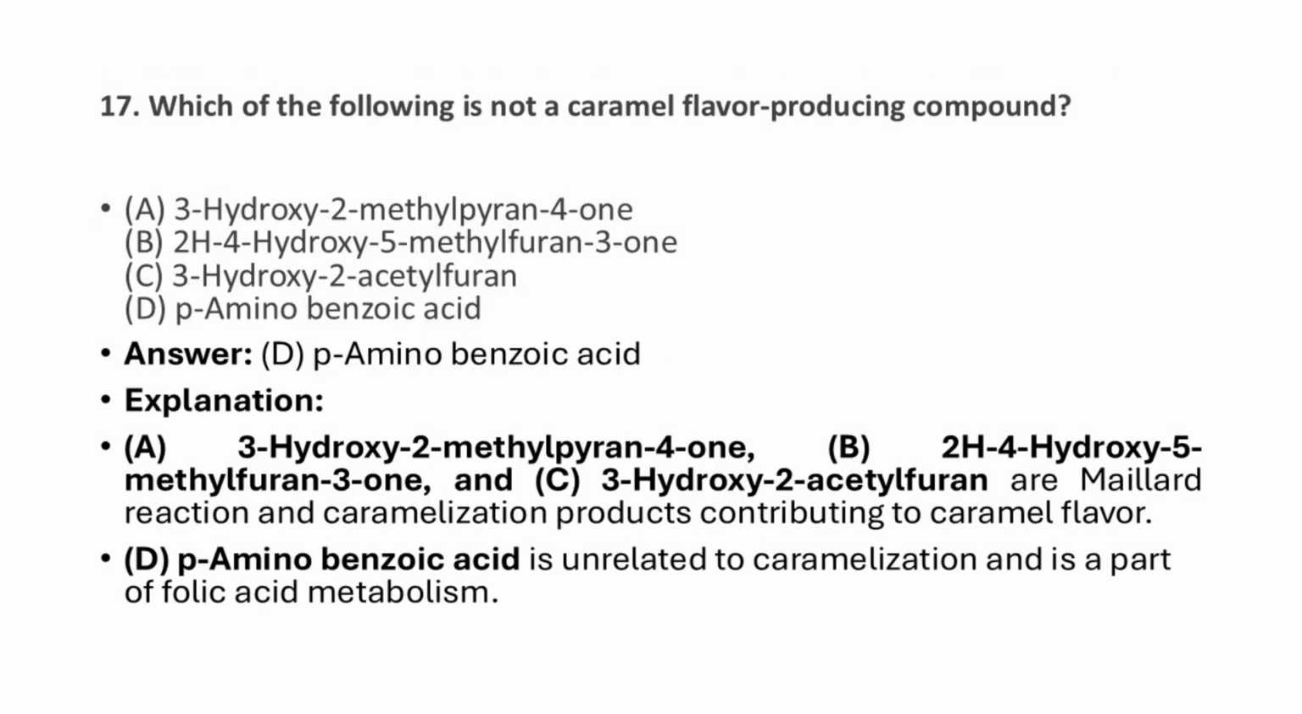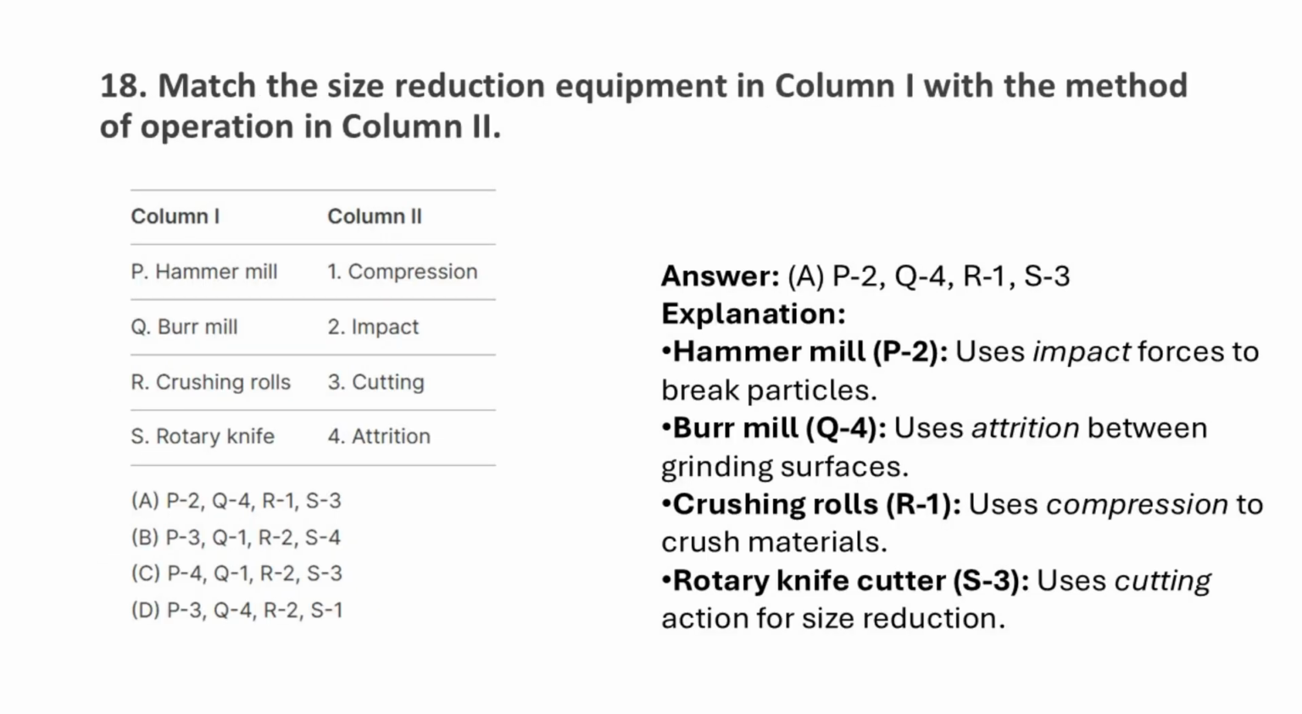In this question, we are asked to find the wrong option. The products of caramelization are mostly furans, pyrans, phenols, and so on. Amino-benzoic acid is unrelated to caramelization and is a part of folic acid metabolism. For this question, the correct answer is hammer mills operate by impact, burr mills by attrition, crushing rolls by compression, and rotary knives by cutting.